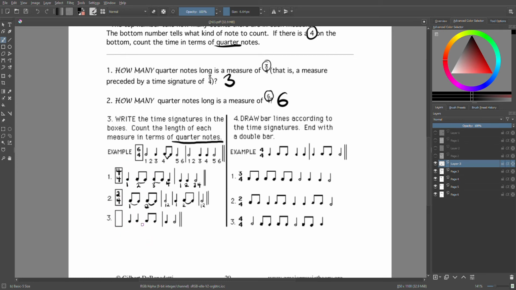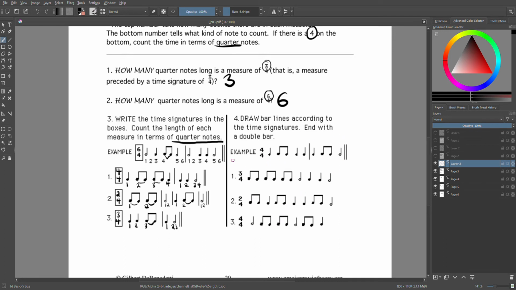And then finally this one, we have 1 beat, 2 beats, 3 beats, 1 beat, 2, and 3. 3 beats, yay, 3. 3/4 time.